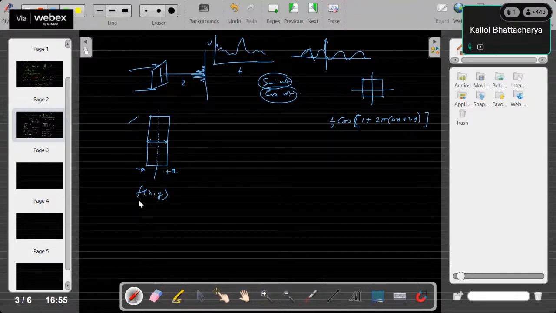There are various ways of doing this calculation, but let us do it with Fourier transform. So what is the Fourier transform? It's better to consider only one dimension for ease of simplicity, so f(x), because y is infinite. So for a one dimension object, what is the Fourier transform?